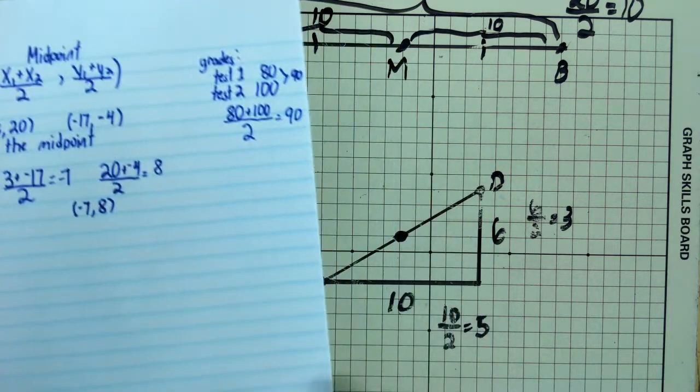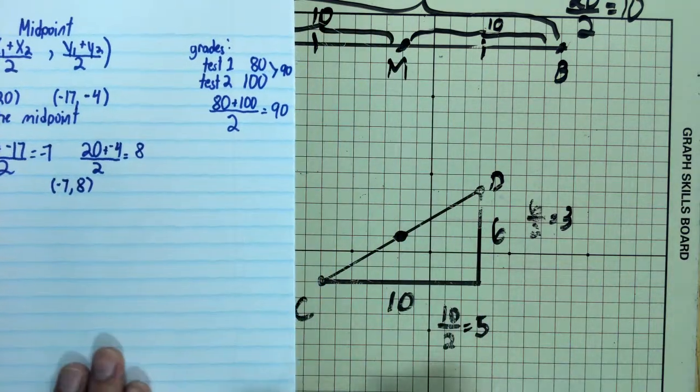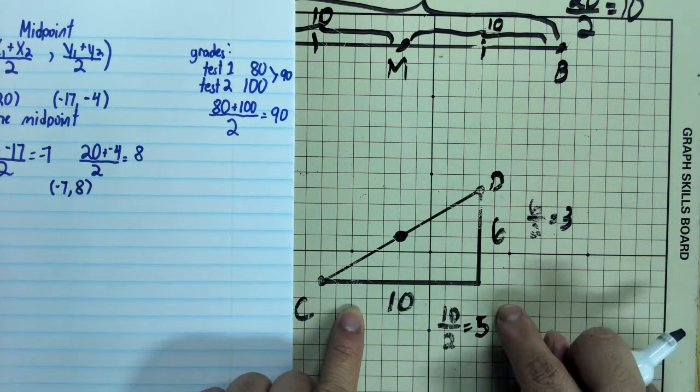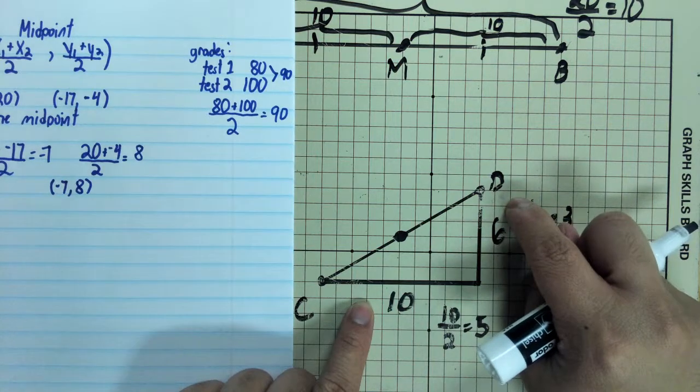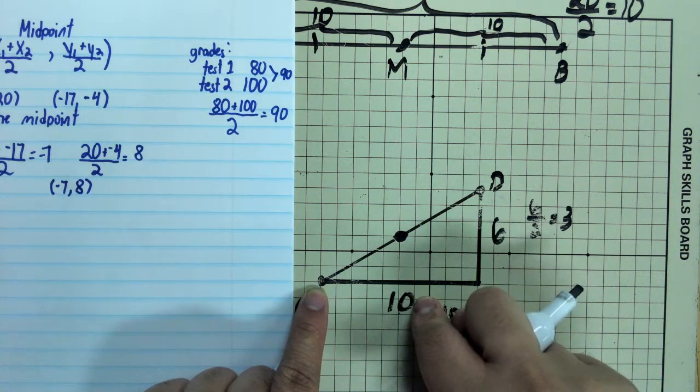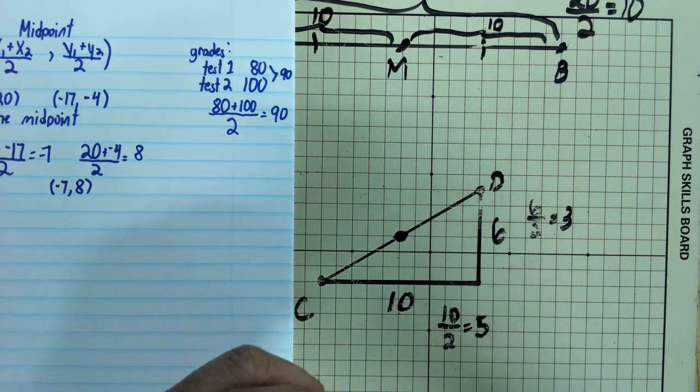The other way of finding midpoint is the counting method. In my previous example, I went right 10 up 6, so midpoint is halfway. Instead of 10, I go right 5. Instead of 6, I go up 3.